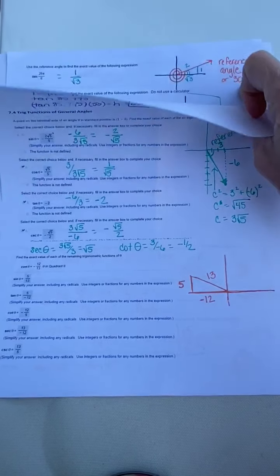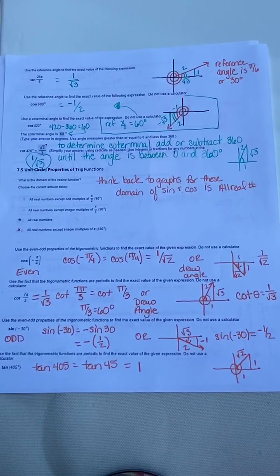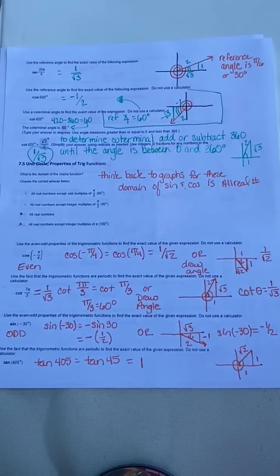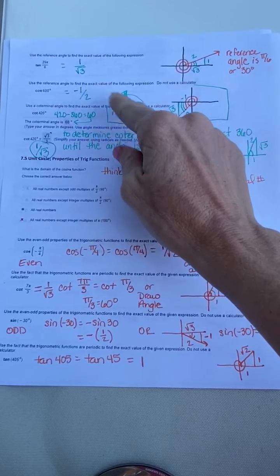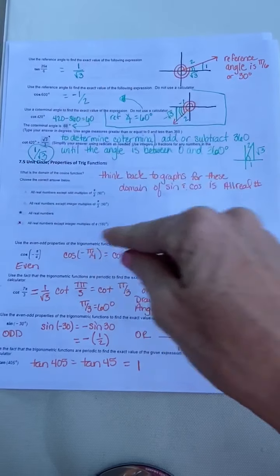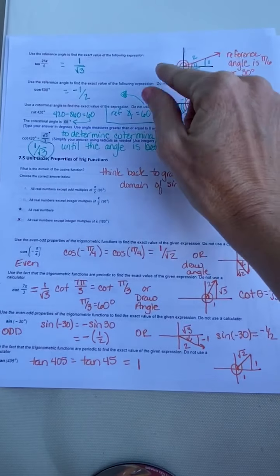Okay, next one. Use the reference angle. So the reference angle, remember, is the smallest angle to the x-axis, to find the exact value. So it says 25 pi over 6. You can convert this to degrees if you want. I just counted by pi's over 6.